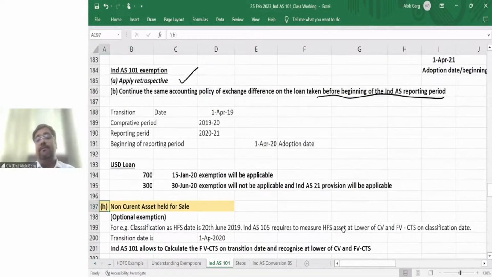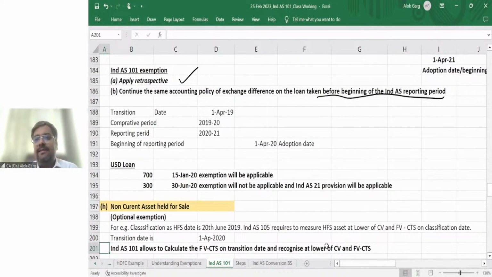Let's go to the next exemption. Non-current asset held for sale. Friend, when I taught you non-current asset held for sale under Ind AS 105, what is the requirement of Ind AS 105? The requirement of Ind AS 105 is you need to compute your non-current asset held for sale at the lower of fair value less cost to sell or carrying value, right? It means 105 requires computing the fair value of the non-current asset held for sale, right?